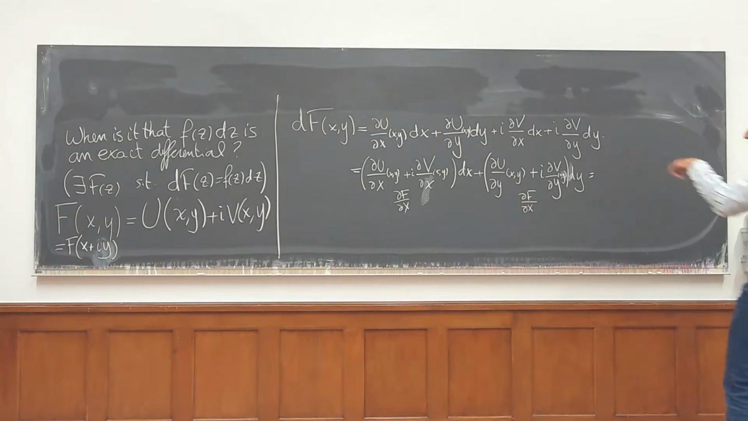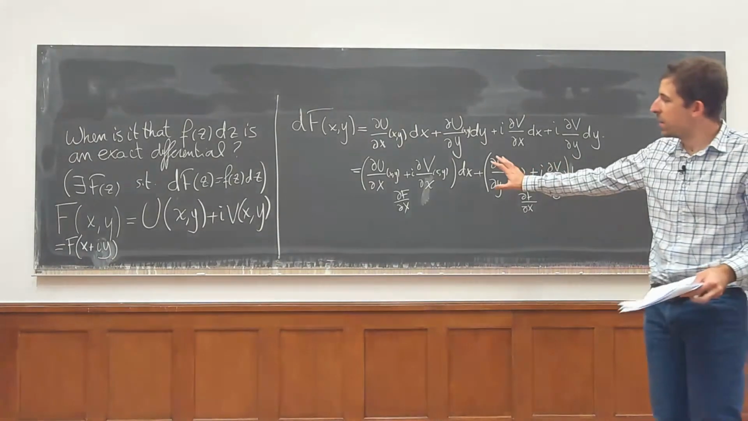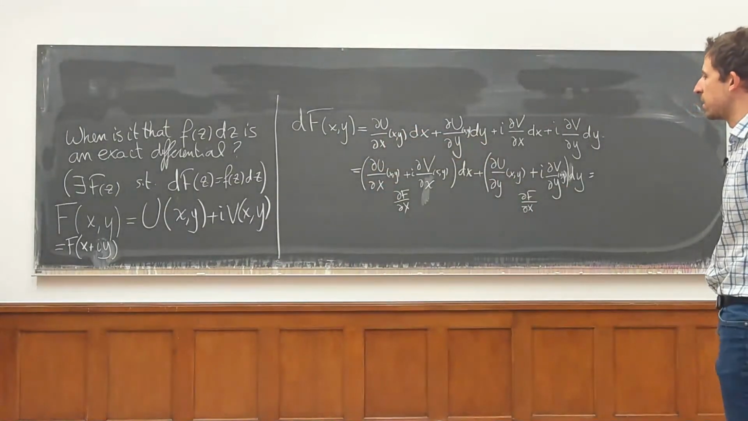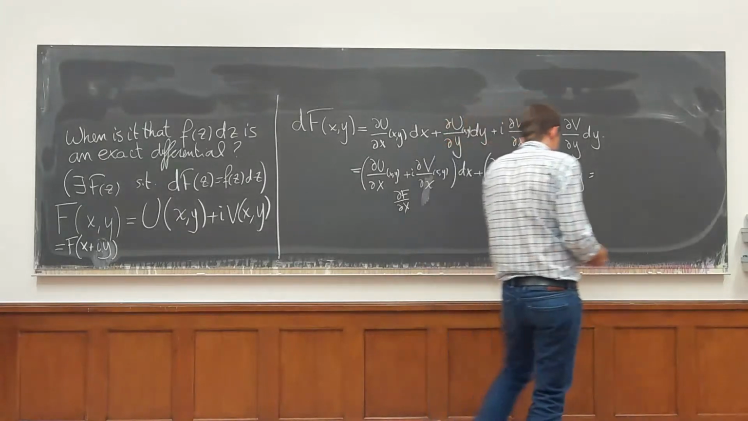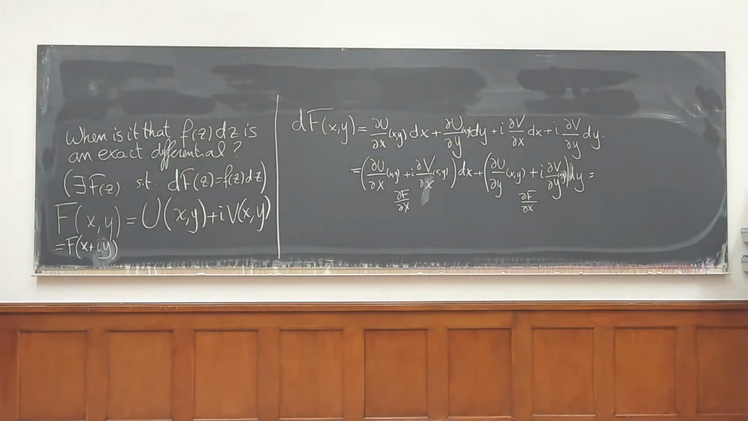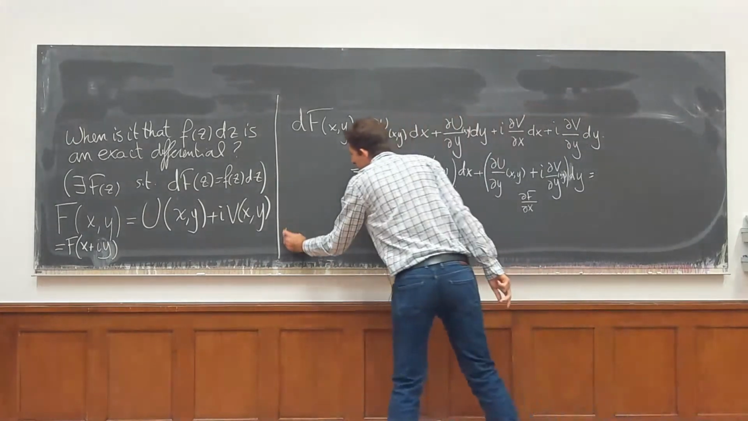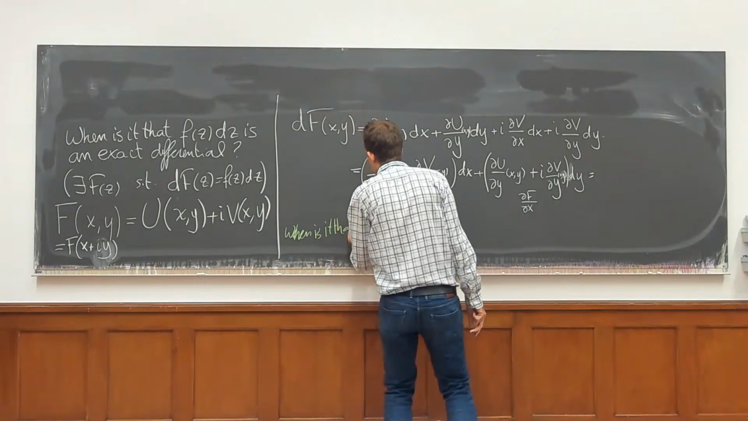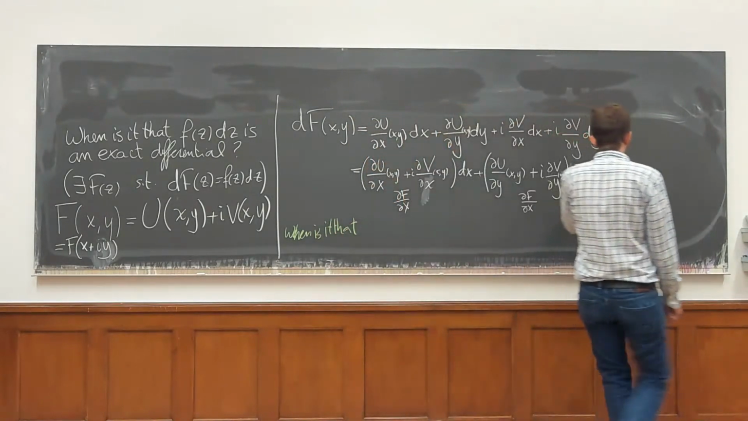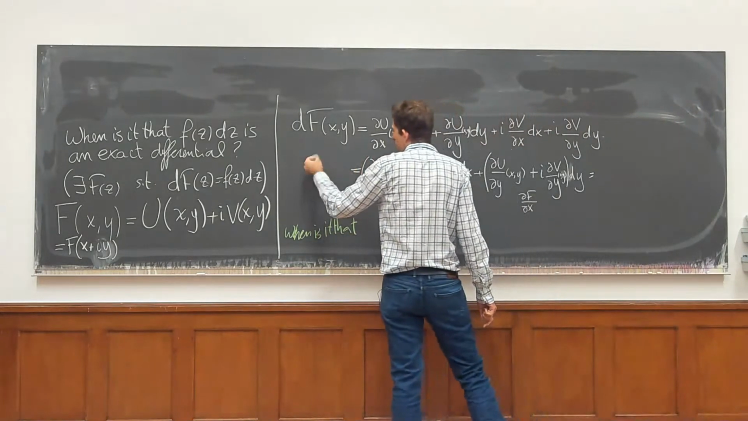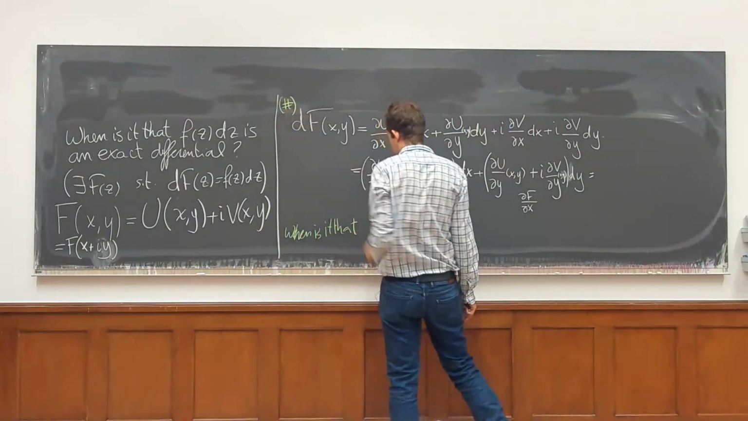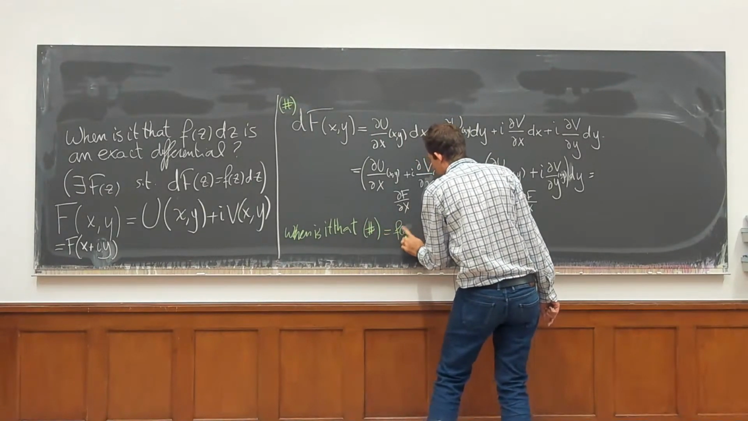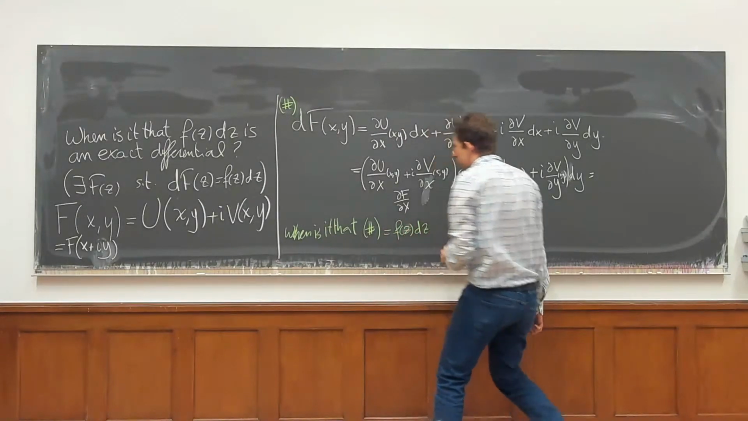Okay? Now I want to understand when it is that this derivative is equal to the differential f(z) dz. Let me maybe write in another color. When is it that this, let's say sharp, is equal to f(z) dz?